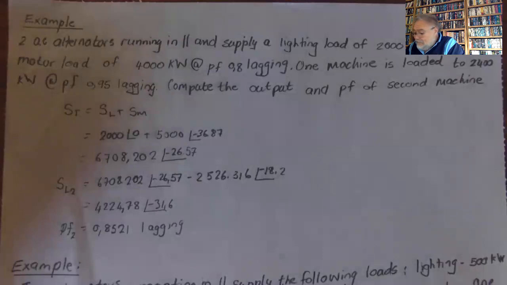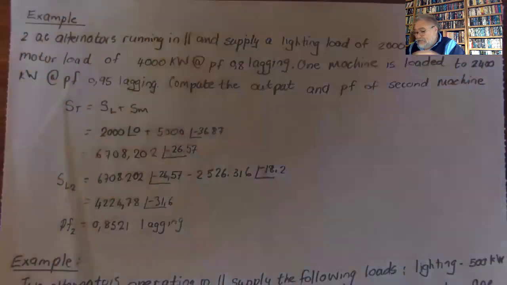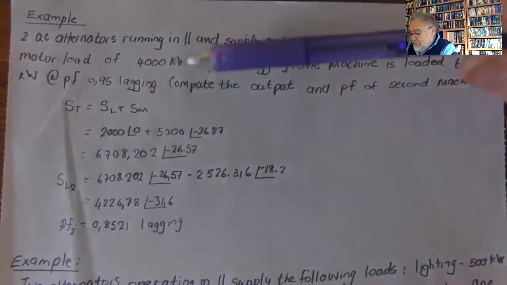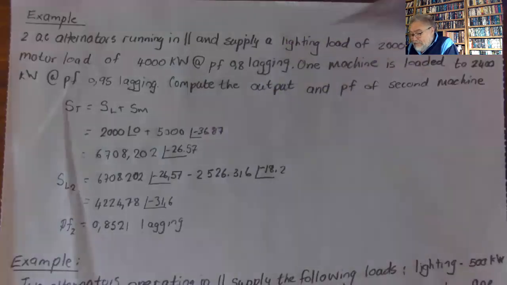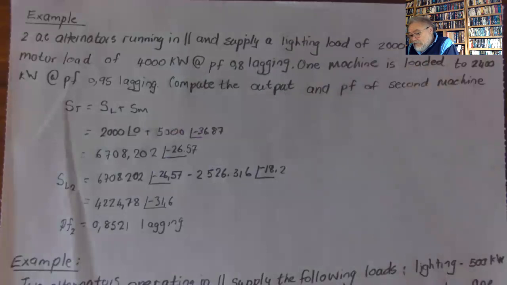So the total kVA is the lighting load plus the motor load, that is 2000 divided by 2000 angle 0, plus, now we convert the 4000 kilowatt to kVA, and that will be 4000 divided by 0.8, which gives us 5000 at an angle of minus 36.78. And therefore, the total kVA is 6708.202 at an angle of minus 26.7.